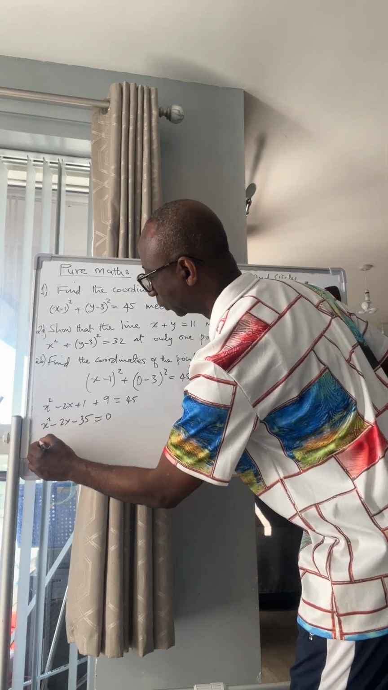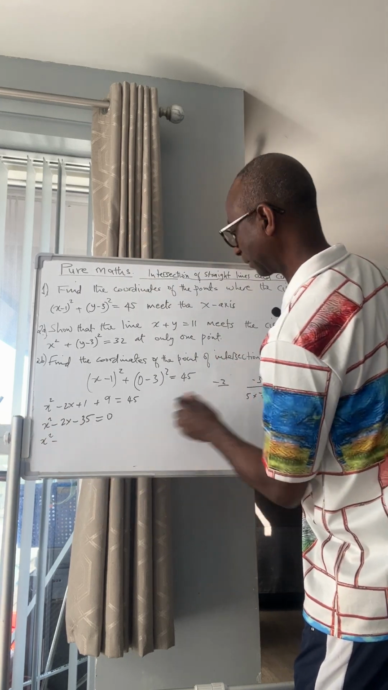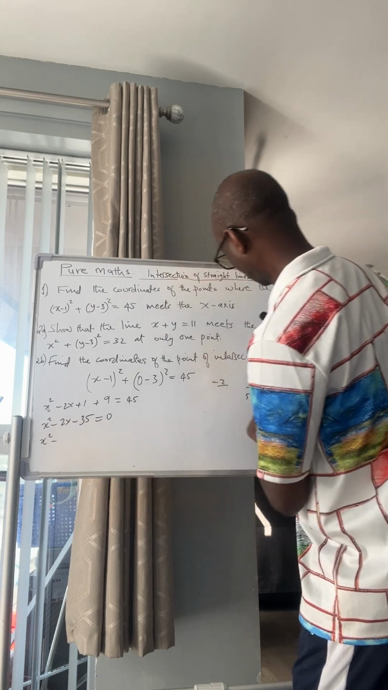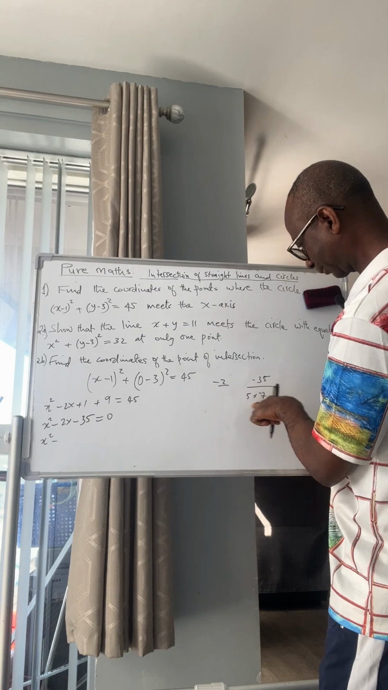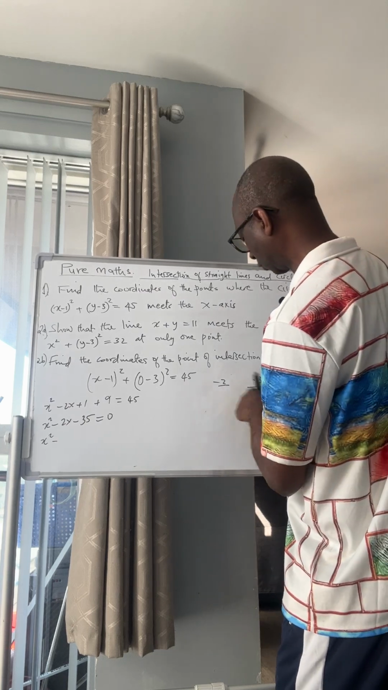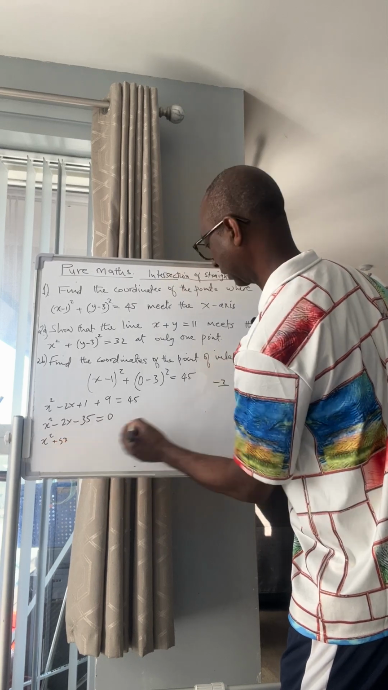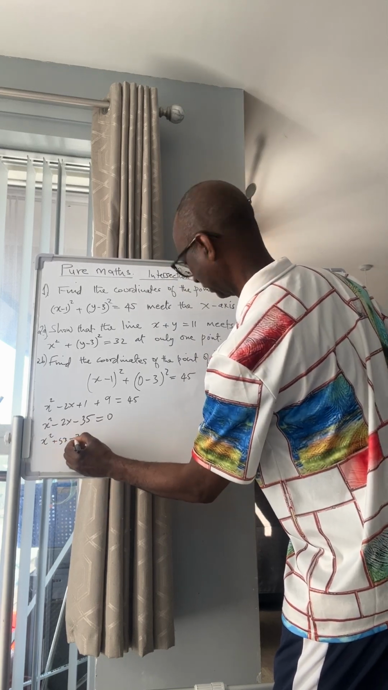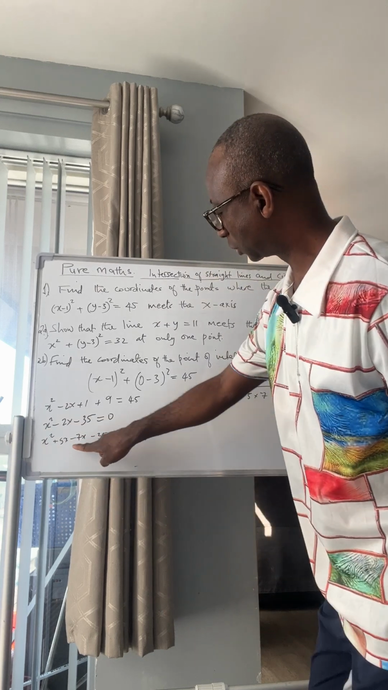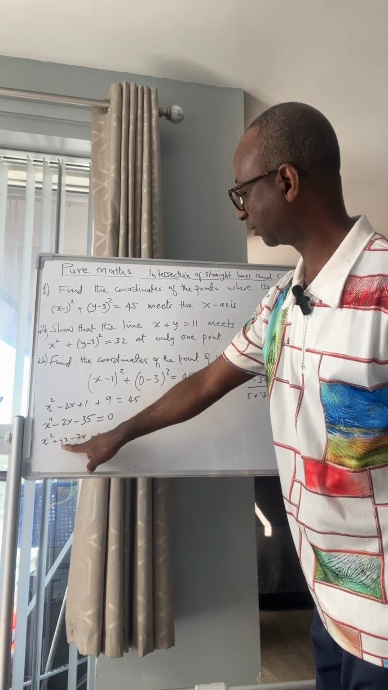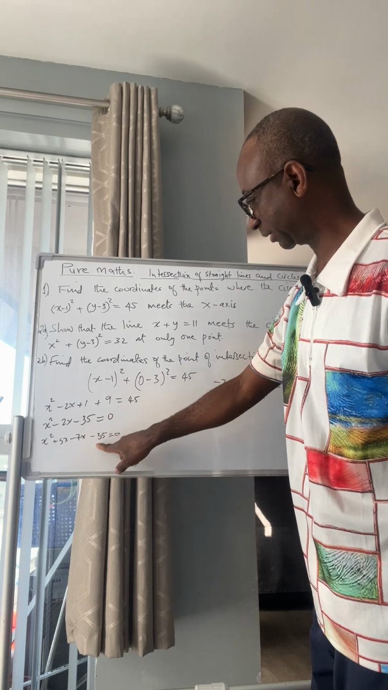Now you can put it here: x² plus 5x minus 7x minus 35 equals 0. Forget about this −2 now; you're breaking it up as 5 and −7. What you have done here, if you add plus 5 minus 7, you get −2. You get this −2, and the −35 is still here.